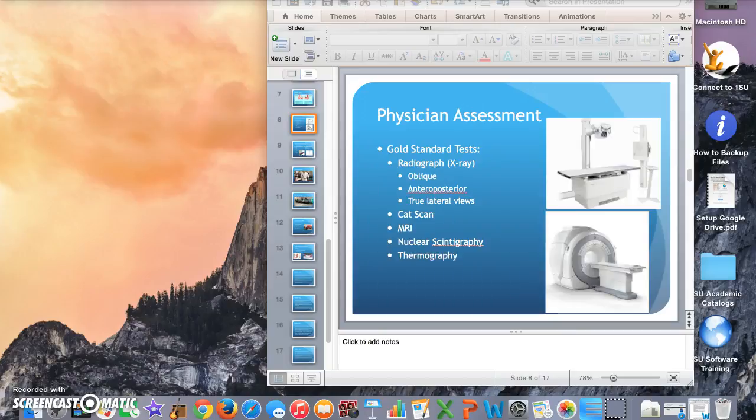A physician will use some of the gold standard tests in order to diagnose a fracture. These tests include a radiograph, which is an x-ray, and it will use the oblique, anterior-posterior, and true lateral views, and it will also use tests like the CAT scan, MRI, nuclear scintigraphy, and thermography.